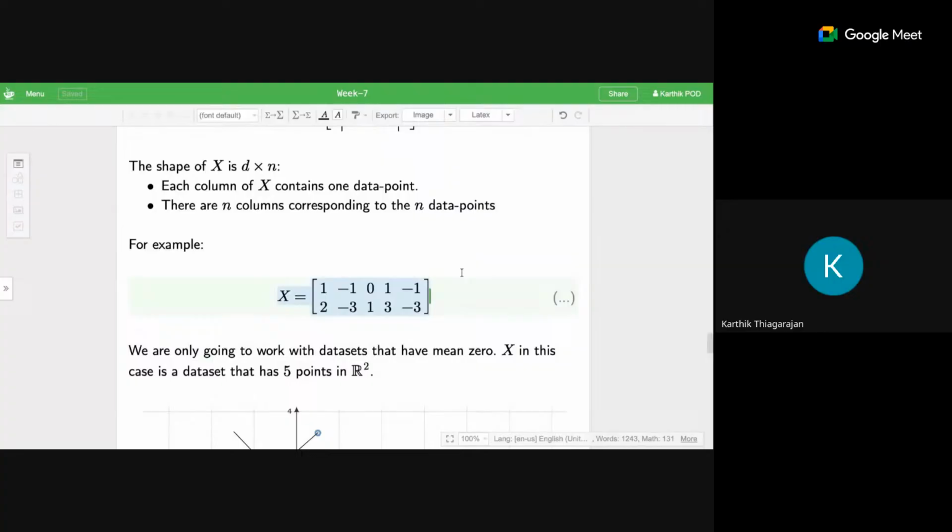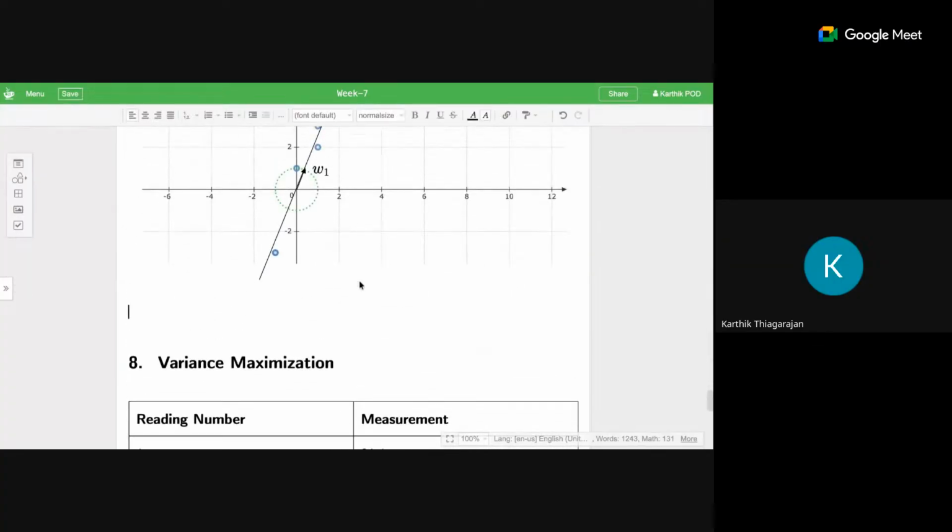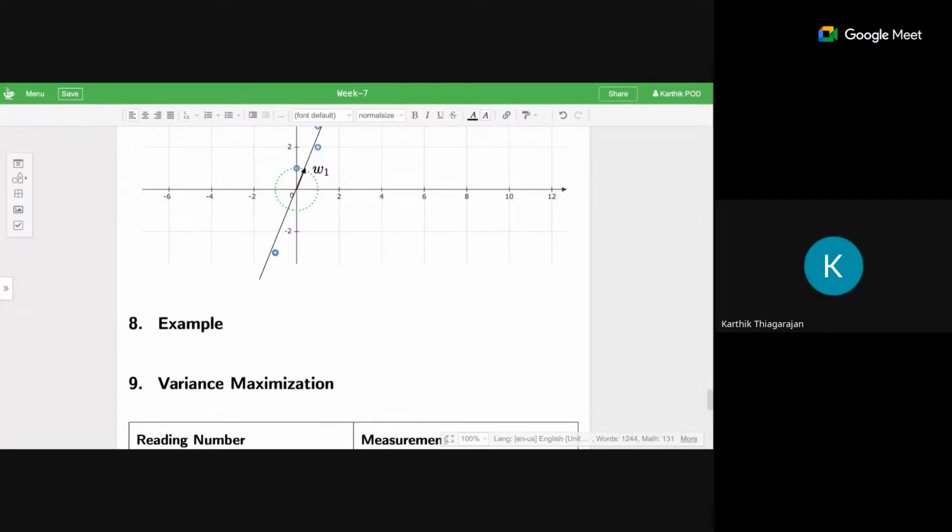Okay, so this is the example that we have plotted, right? So let's take this. We can do it for this one example. Let's quickly do this before we go to the other perspective.